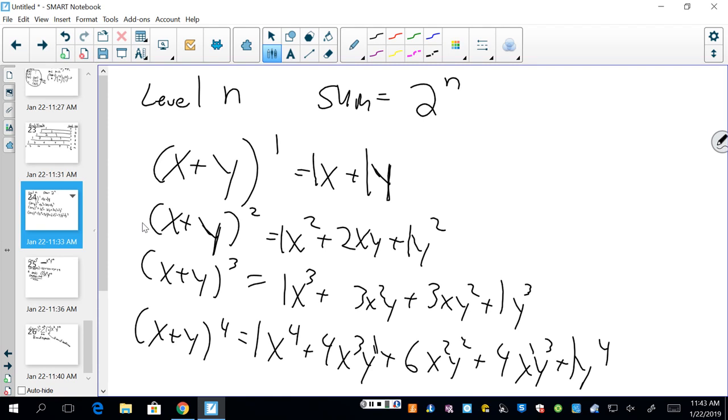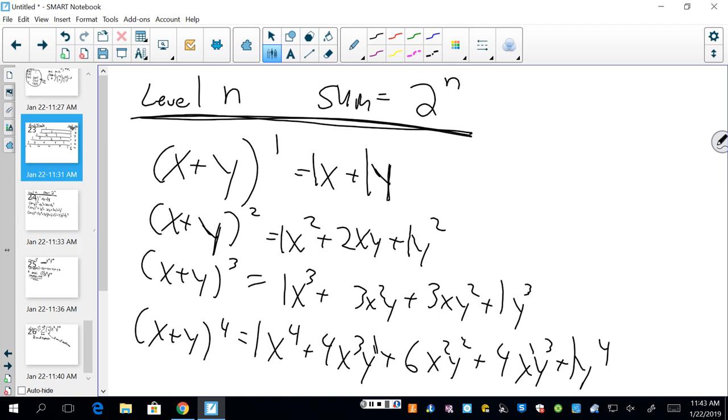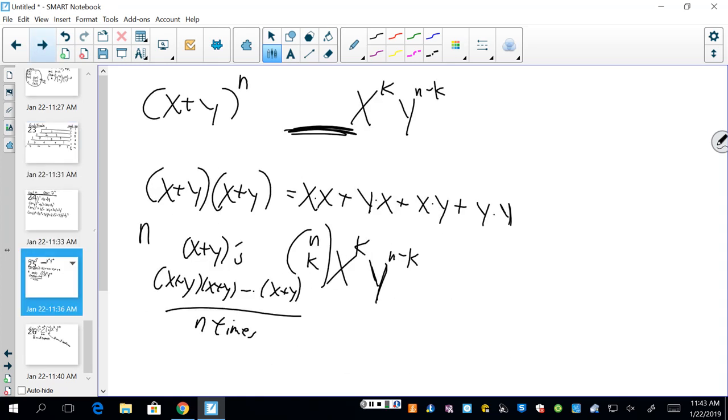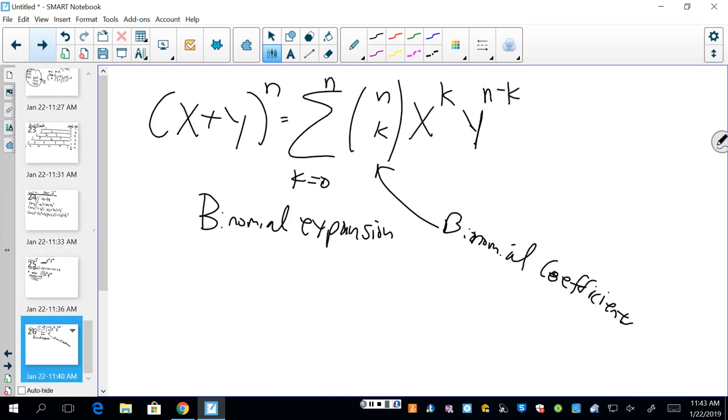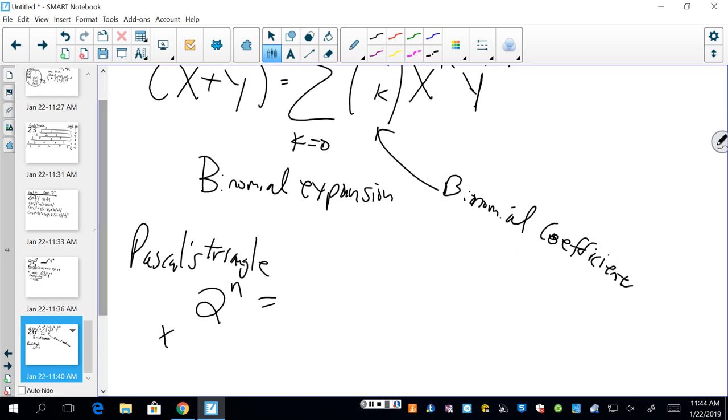Right? Now the sum we've seen was 2 to the n here, in this chart. Here's the general formula. In that Pascal's triangle, this general formula can give us the 2 to the n result. If we let, as a special case, x equal 1 and y equal 1.